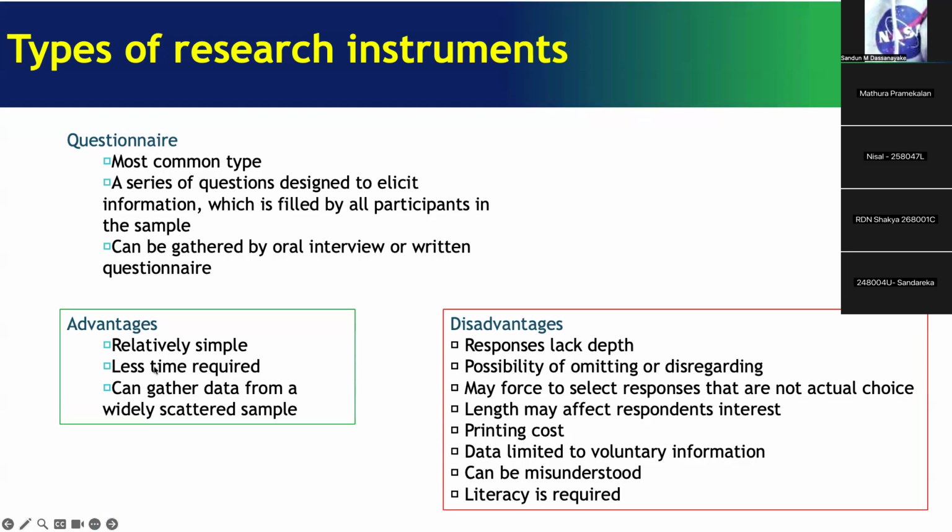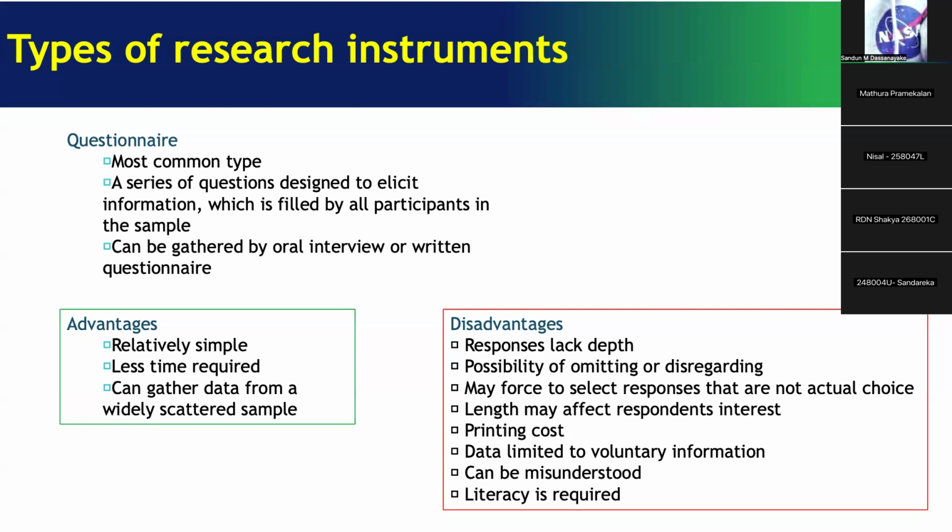Advantages: relatively simple, less time required, can gather data from a widely scattered sample. So I send the questionnaire to all of you, I can connect it without any delay, and it's very simple. Disadvantages: responses lack depth. Because if I am a respondent, I don't know about the problem being investigated, so I cannot give you that exact response that is needed for that depth. I don't know anything about the subject, so I can just give barely the surface of information.